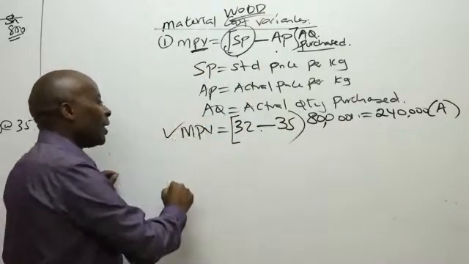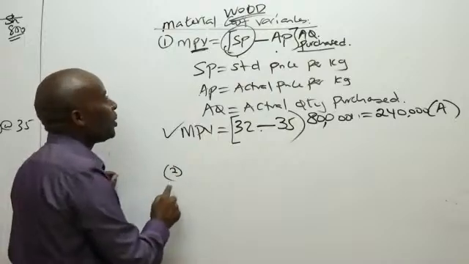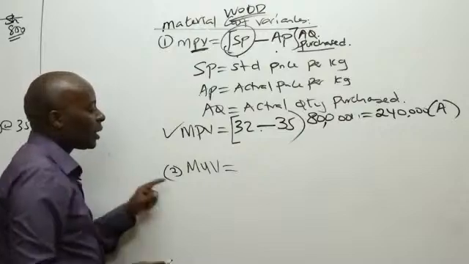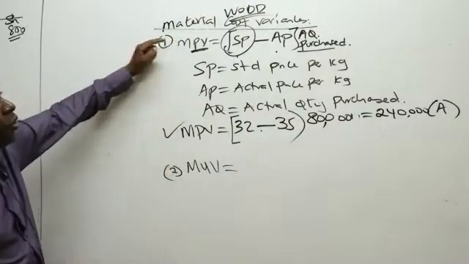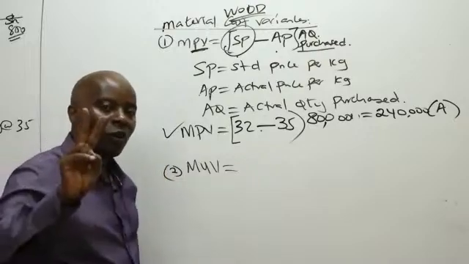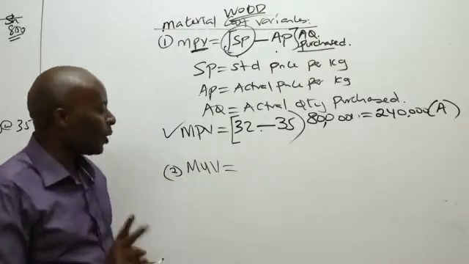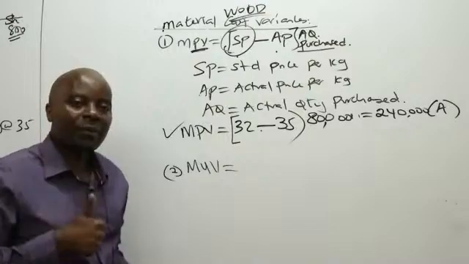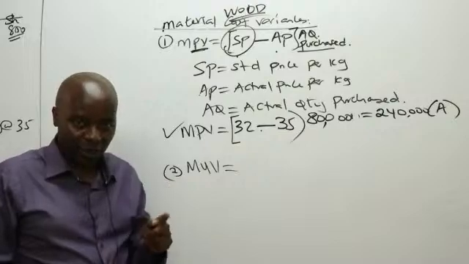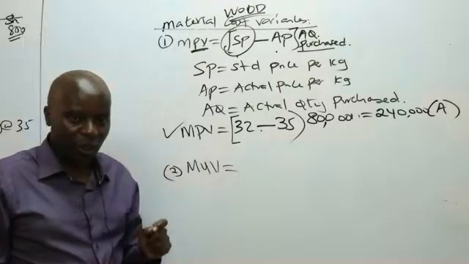And if it is clear, help me, ladies and gentlemen, to compute the second component of material cost variance. Remember, we said material cost variance, we've got how many components? 2. The first one is the material price, and now we have the material usage variance.